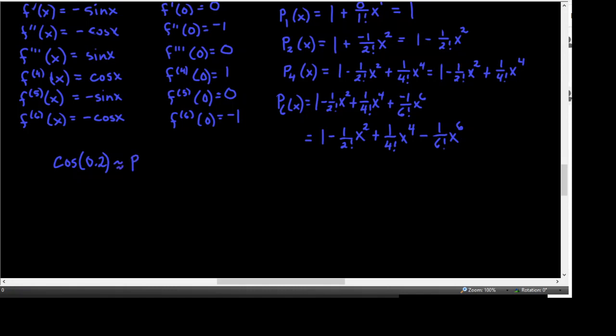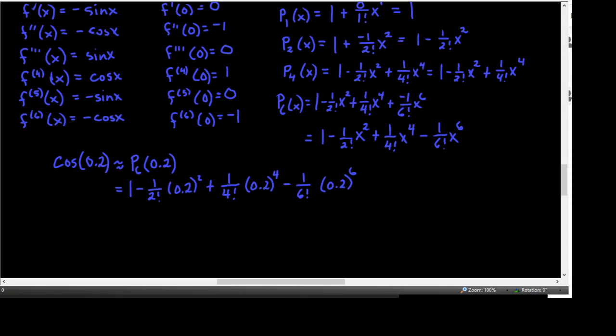using the 6th degree polynomial evaluated at 0.2, which is equal to 1 minus 1 over 2 factorial times 0.2 squared plus 1 over 4 factorial times 0.2 to the fourth minus 1 over 6 factorial times 0.2 to the sixth. And let me just pause for a bit of history here.